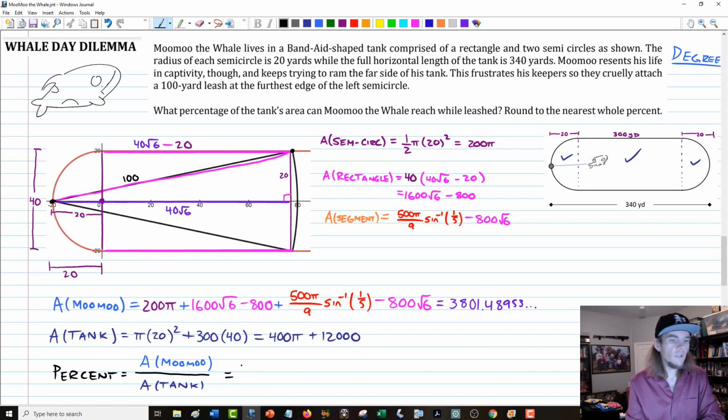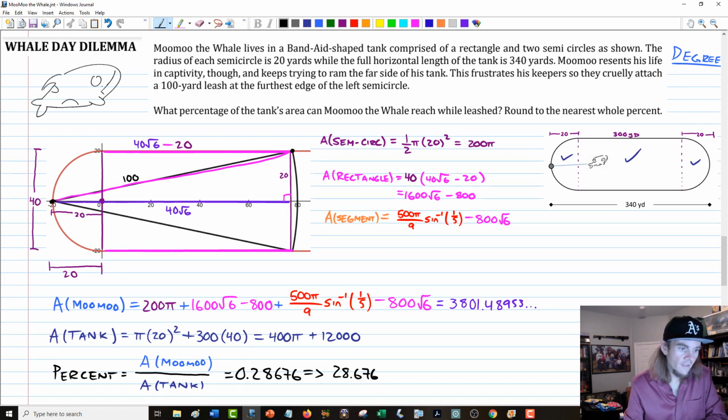So when we combine those two things together and divide, I have the decimal here, this is going to turn out to be 0.28676. And if we want to get this as a percentage, actually written out that way, this would be 28.676, and I'll put dots there, percent. But we were supposed to round it to the nearest whole percent.